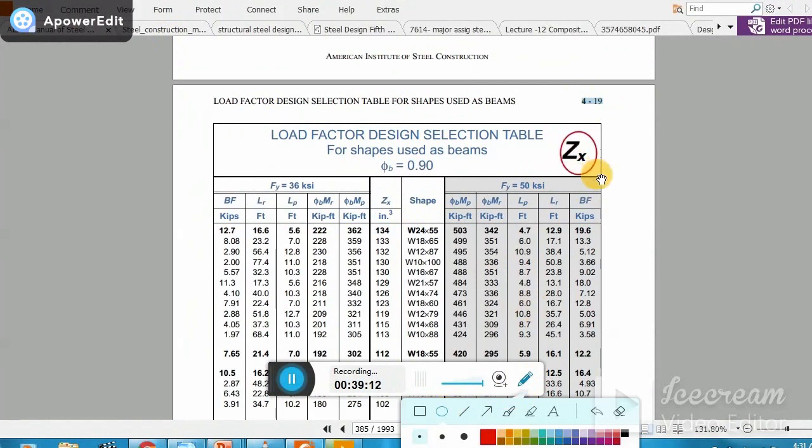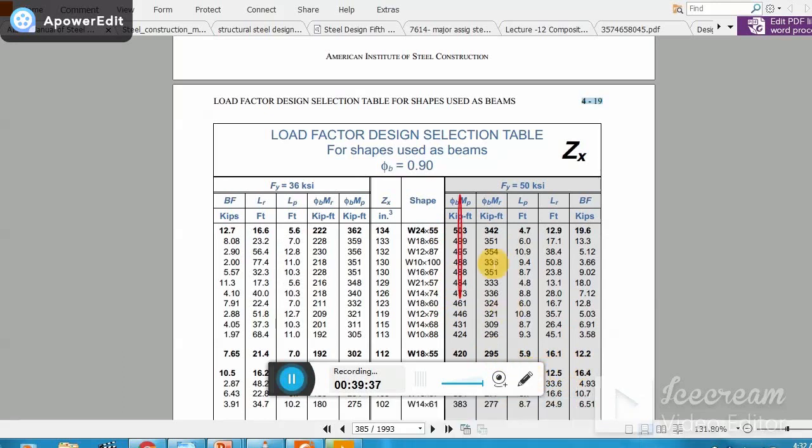So you come to the ZX table, you need to keep these values in mind, because we have this case, not this case. Clear? And now what we need to keep in mind is that we have to find out basically this one. Clear?